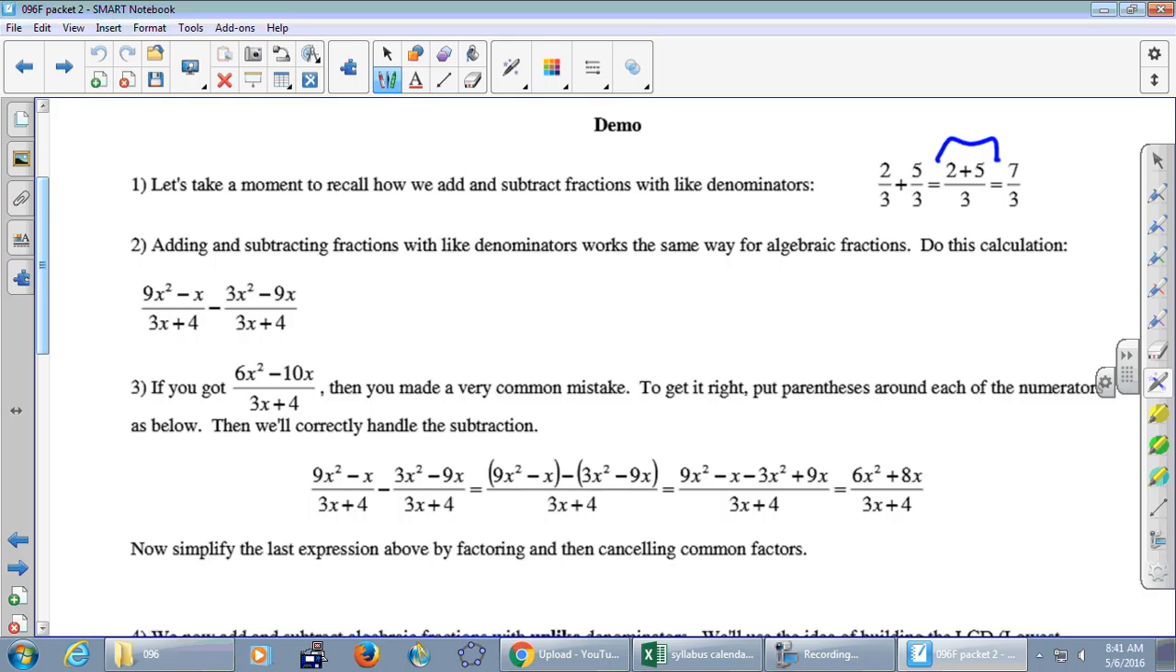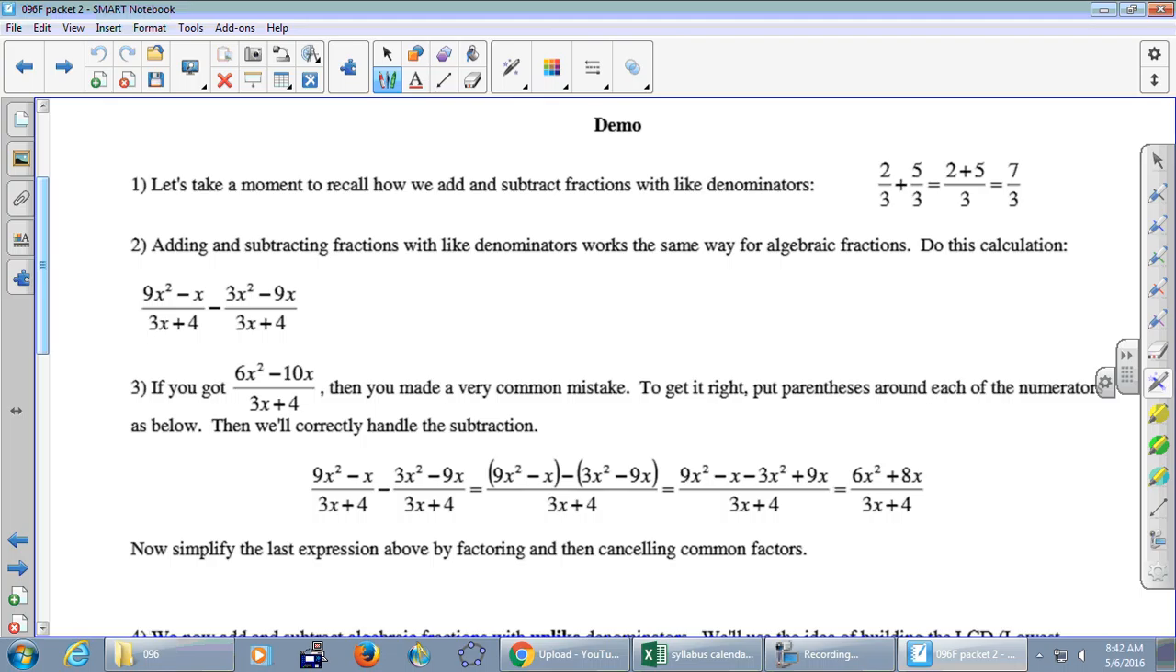You would just in your head say, oh, 2 and 5 get to add together and make 7. And what makes this an easy addition of fractions problem is that they already have a common denominator. And notice that you just keep that common denominator. It doesn't become 6 or 9 or anything like that, right? Okay, so adding and subtracting fractions with like denominators, common denominators, works the same way for algebraic fractions.